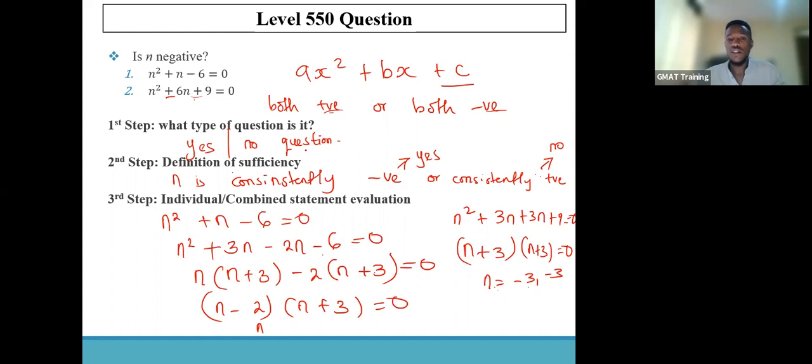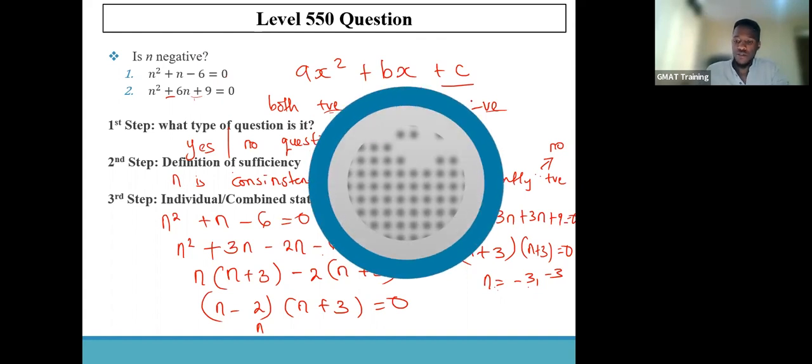That's to say that it doesn't matter to us whether we get the value of n to be positive or we get it to be negative. It doesn't matter if you respond to the question stem as no or yes. Of essence is that there is consistency in that particular response, right? So if you just have positive here, you can tell that there is consistency because both of them are going to be positive or both of them are going to be negative, okay?